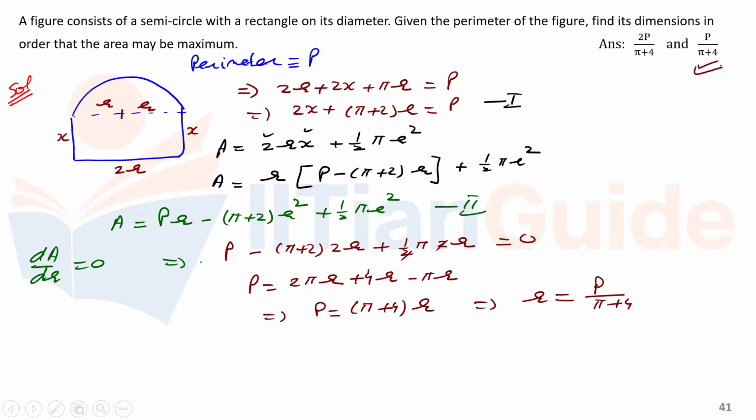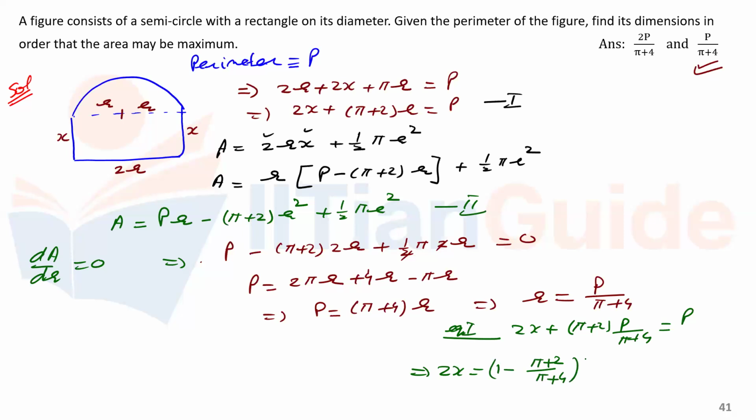This is one answer. And another side is x. I need to write the value of x also. He has asked about the dimension, the length and width, everything he has asked. So I need to write the value of x. The value of x I can write from the equation number 1. From the equation number 1, I can say 2x plus pi plus 2, I am putting the value of r, that is p upon pi plus 4. And that is equal to the p. I need to simplify it. That's all. So what I'm getting, the value of 2x, I will transfer this time on the right side. I will take p common. So 1 minus pi plus 2 divided by pi plus 4.